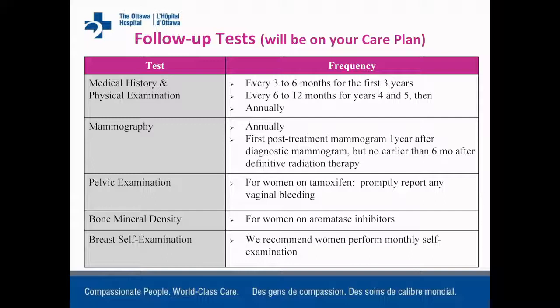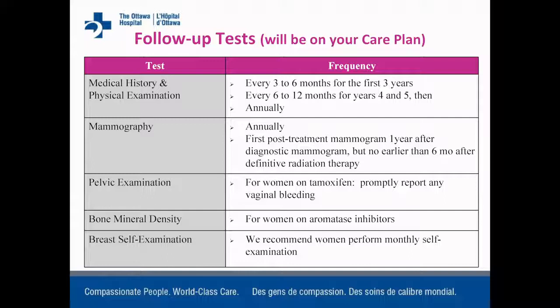For women on tamoxifen, we recommend a pelvic exam be done. However, the context of this is that for women on tamoxifen who still have their uterus and are postmenopausal or have finished their periods, they are to report any vaginal bleeding or spotting promptly to their primary care providers for follow up.